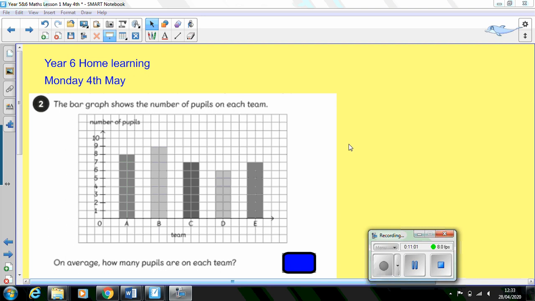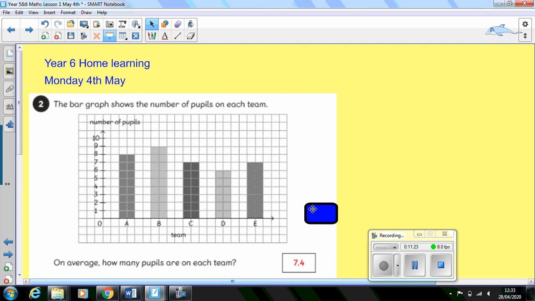The next question. This bar graph shows the number of pupils on each team. I'm hoping that it's clear to see that this one is 8, this is 9, this is 7, this one here is 6, and this one here is 7. On average, how many pupils are on each team? Have a go at the question. And the answer to this question is 7.4.